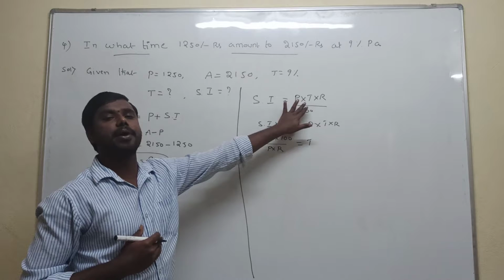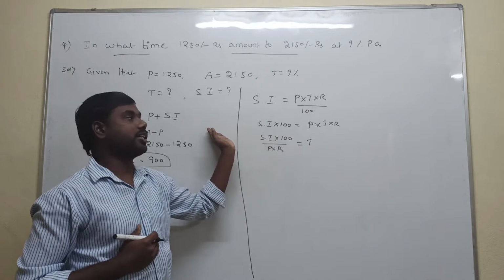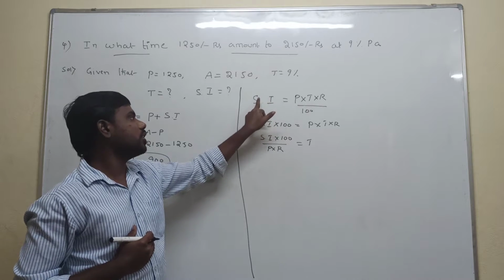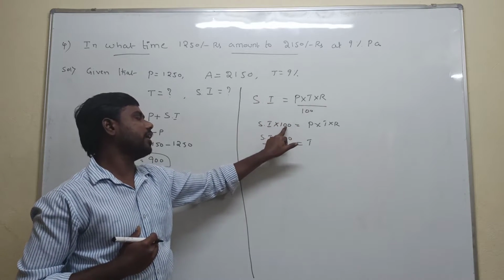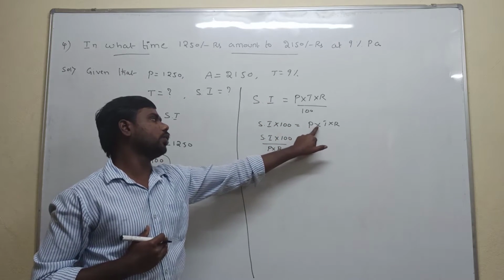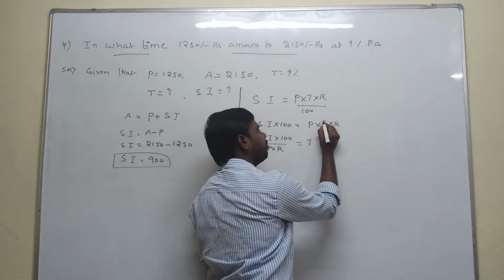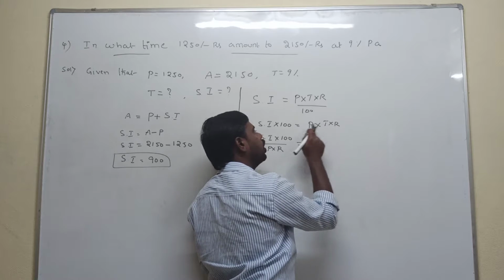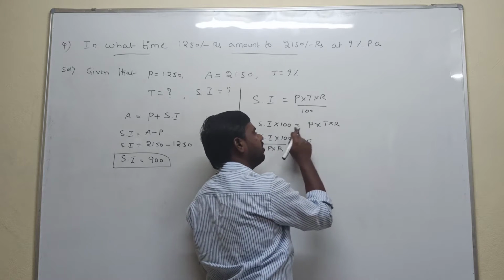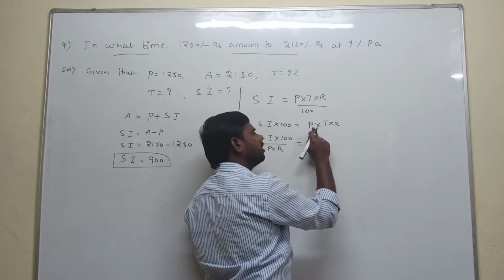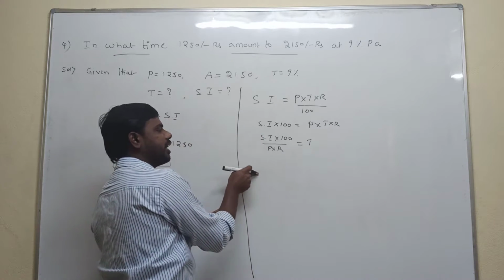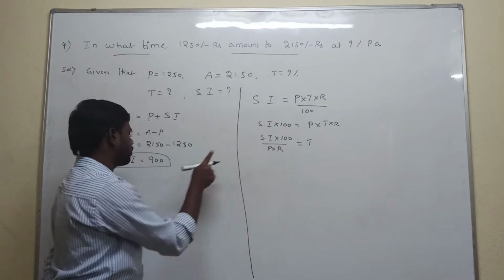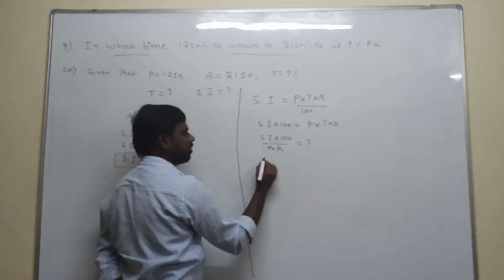That's why every element is sent to the left hand side. So 100 cross multiplied with the LHS numerator: simple interest into 100 is equal to P into T into R. But we are calculating time, that's why the extra PR is divided, so PR is sent to the left hand side denominator. Now we are substituting the values. What is the simple interest value? 900.